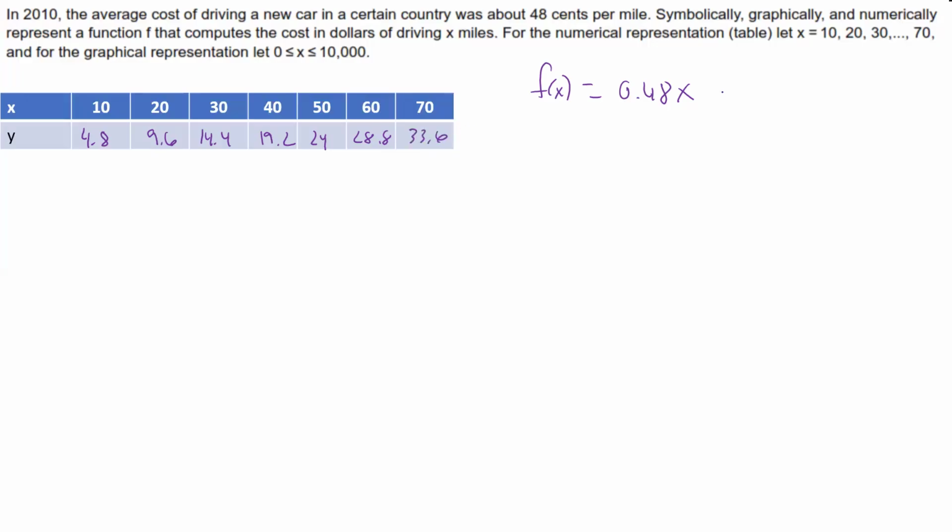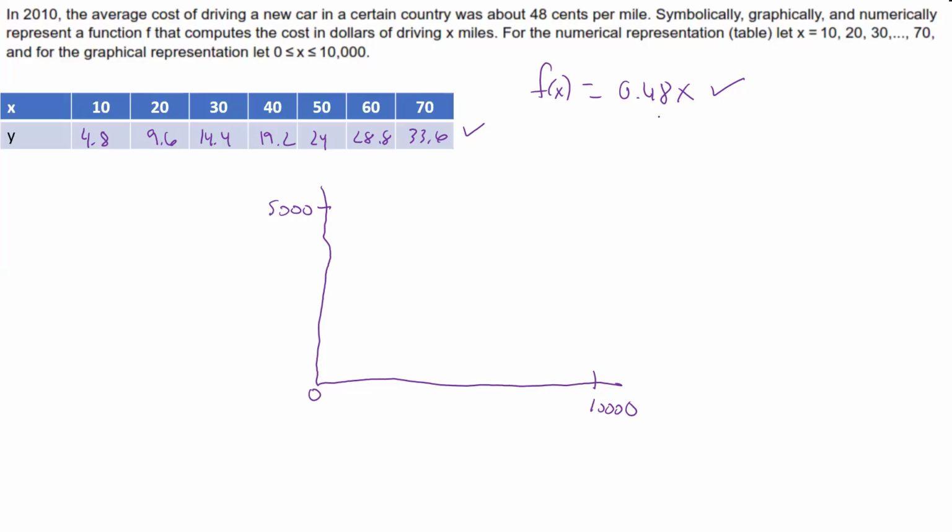Okay. All right. So we've got our function, we've got numerical, and now we have to do it graphically. So graphically is going to be a little harder. First, I can't draw lines. So we know we're going to go from 0 to 10,000 for our x. And what's going to be our max value of y? Well, if we plug in 10,000 here, that's going to be 4,800. So let's say this is 5,000.